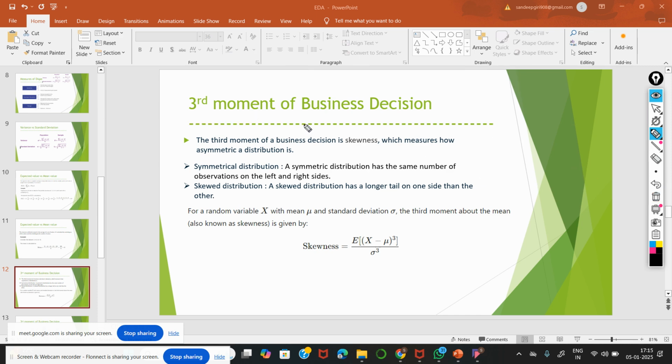Okay, equally divided it is not. So that is what we get to know here. Okay, it also gives you the idea of direction of distribution. The third moment of business decision will be helping you to know the direction of distribution.